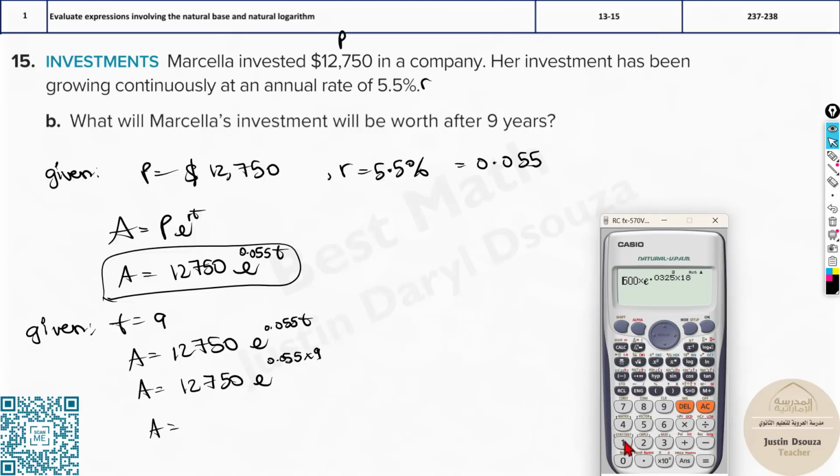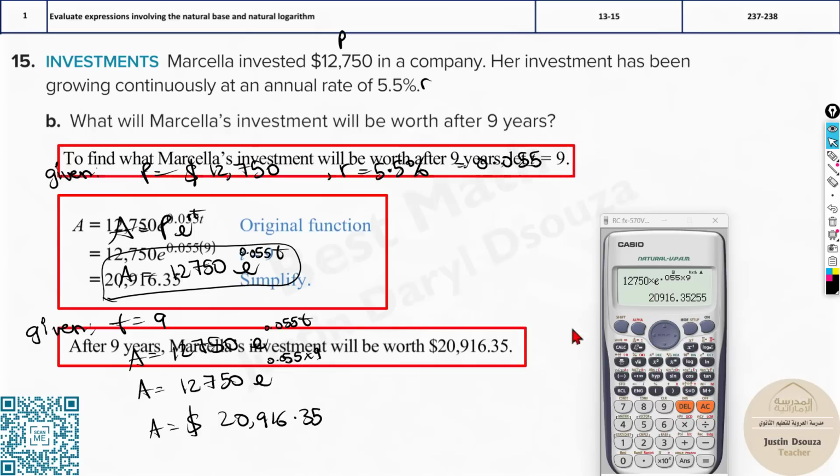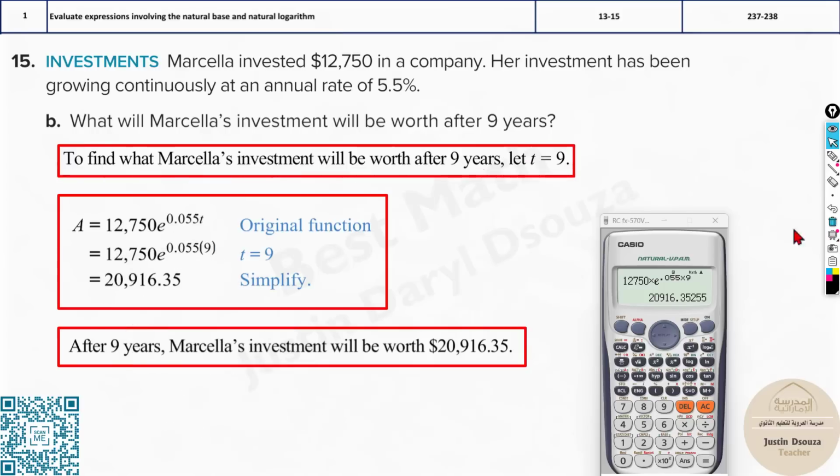The amount will be finally after 9 years when we put it in the calculator. So here it is, 12,750, and over here we have 0.055, and the time is 9. There you go, it's 20,916. So the amount of money, in dollars, is 20,916.35. So that's the final answer, guys. Very easy problem, isn't it?